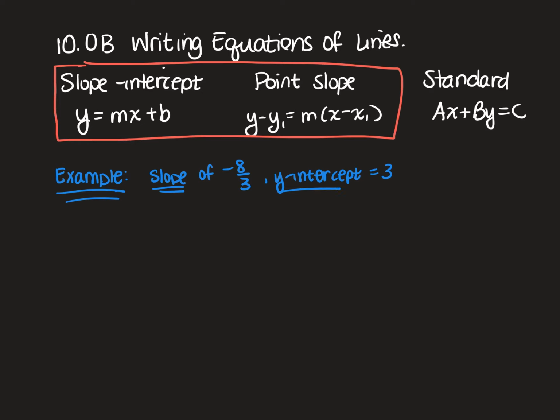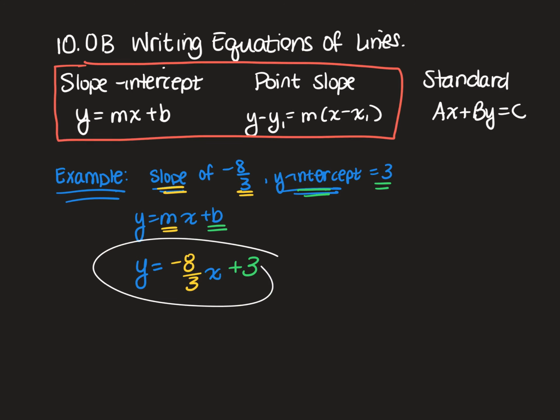Well, we're given slope and we're given y-intercept right off the bat. So this first equation, which uses slope and y-intercept, is probably going to be the equation we want to go to, because m represents our slope, which is -8/3, and b represents our y-intercept, which we know is 3. So really it's just a matter of substituting those numbers in. We have y equals our slope of -8/3 times x, and then plus our y-intercept of 3. That's it. That's the equation. That's all I need you to be able to do.